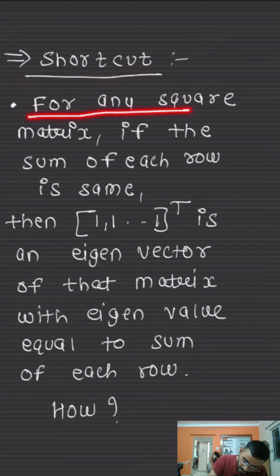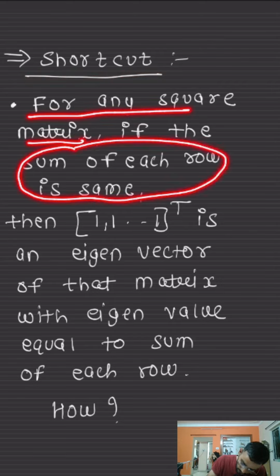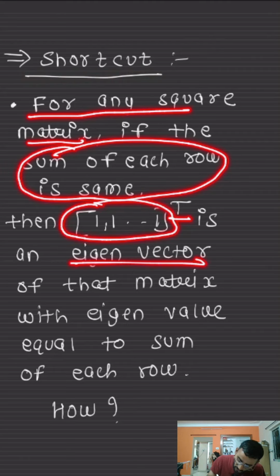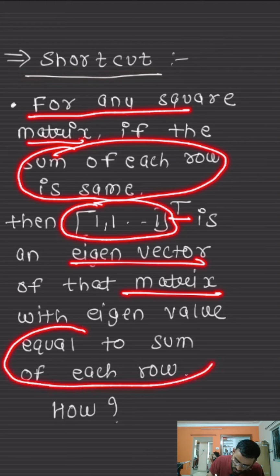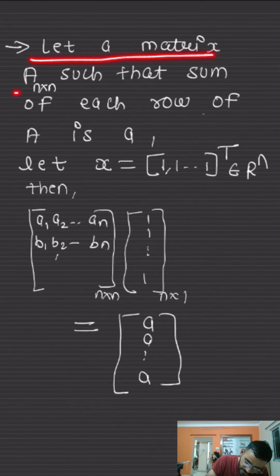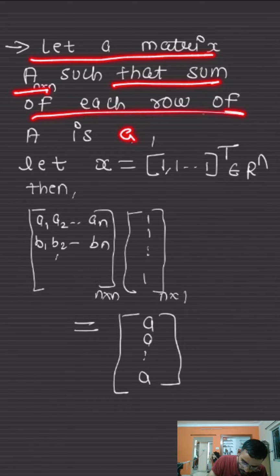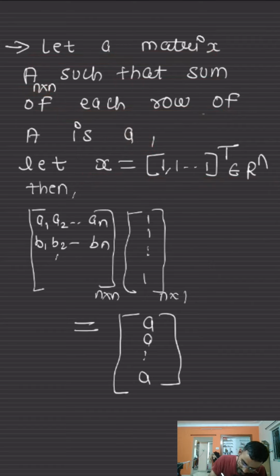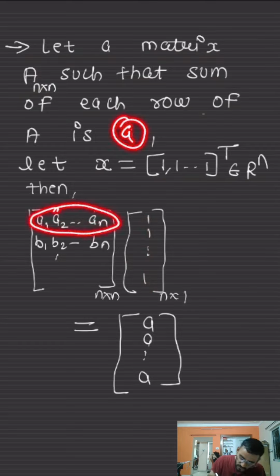For any square matrix, if the sum of each row is the same, then the vector 1 1 1 1 transpose is an eigenvector of that matrix, corresponding to the eigenvalue equal to the sum of each row. What does that mean? Let a matrix A be such that the sum of each row is small a, and x be a vector of n dimension. Then multiplying A with x, the first row gives a1 plus a2 plus up to an, which is the sum of this row, which is nothing but a, because the sum of each row is a.